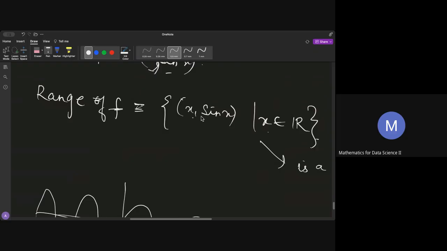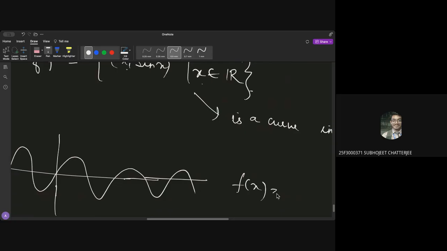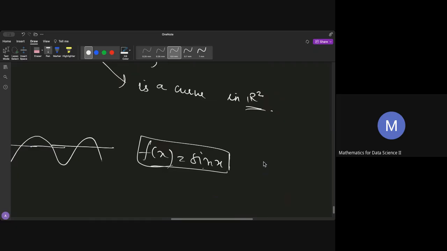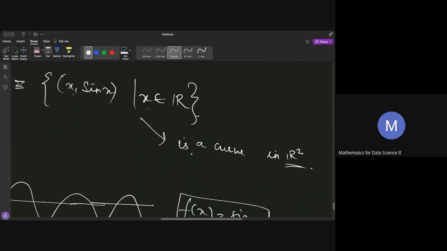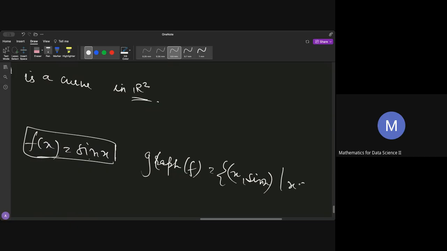How do you define the graph of a function? Let's say if I have f(x) equal to sin x, where the x-axis is the domain and the y-axis is the range, then the graph of this function, graph of f, is exactly the same as this thing, right? It's the same x comma sin x type of tuples where x is coming from R.